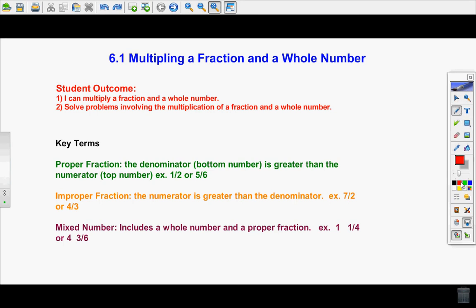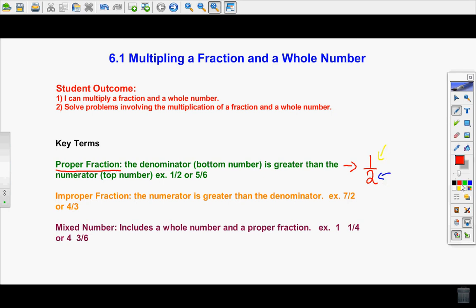Key terms for today. The first term is proper fraction, which is when the denominator, or the bottom number, is greater than the numerator, or the top number. For example, 1 over 2 or 5 over 6. And just to make sure you know what I'm saying, 1 over 2: you can see here the denominator, the bottom number, is greater, so it's bigger, than the top number.